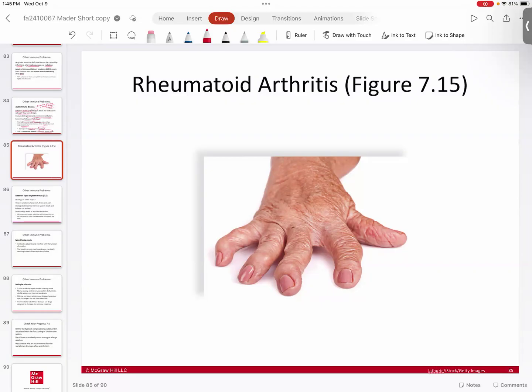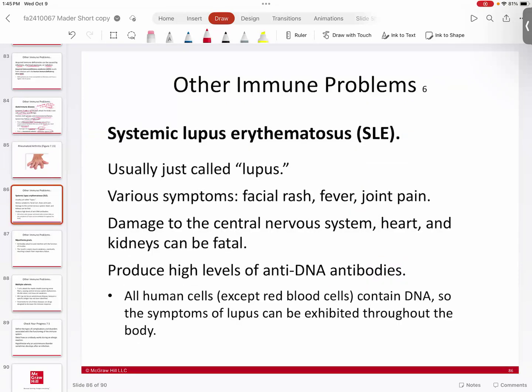So when you see a person with these really gnarly fingers, usually an older person, not always, but usually an older person, that's usually what's happening. So their joints have just been compromised.